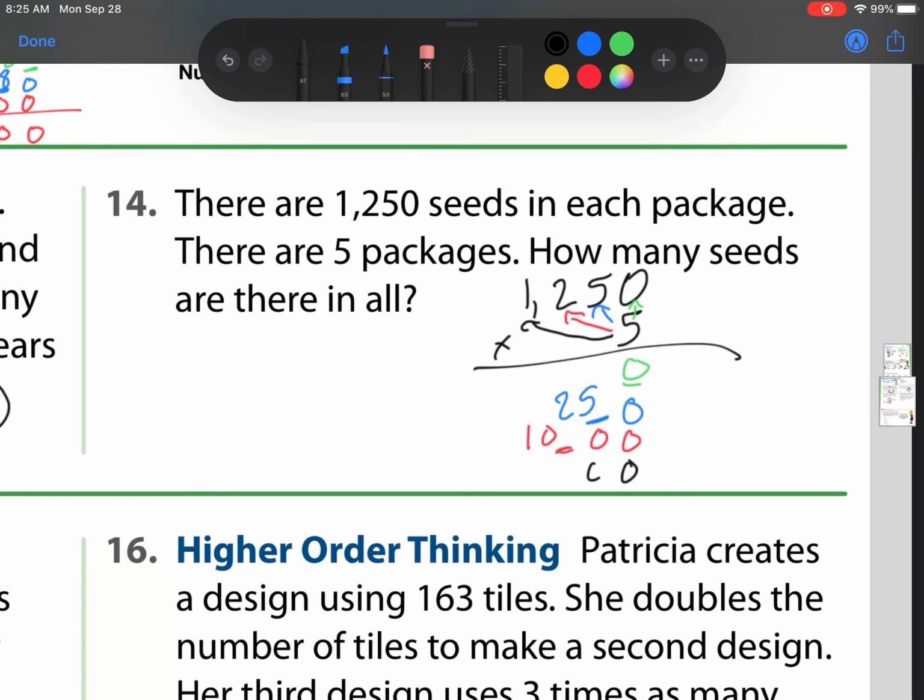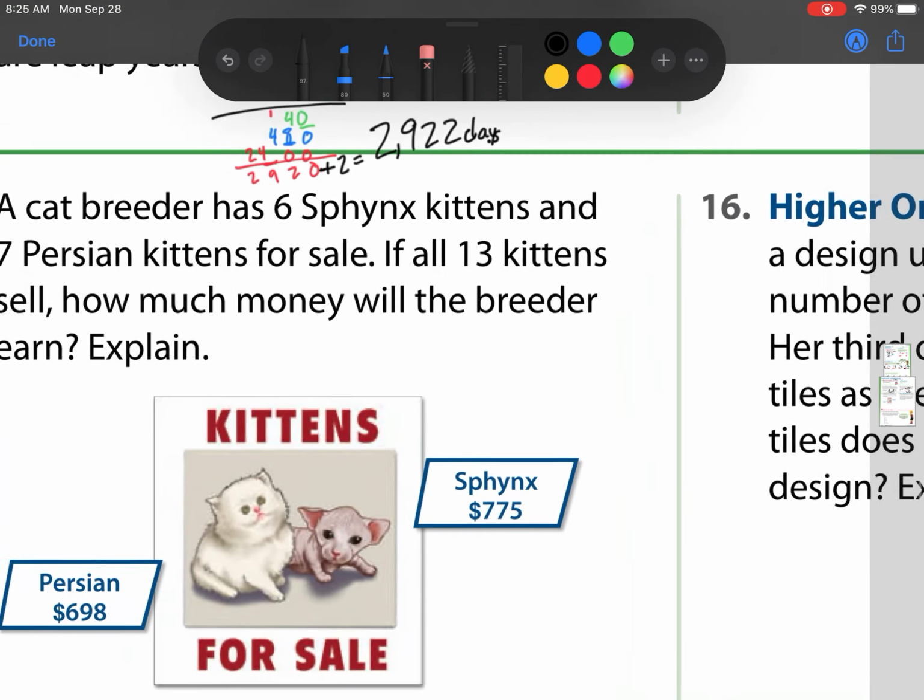And our last one is the easiest one. We're in our thousands, so we put 3 zeros down. And 5 times 1 is 5. So now we can just add them up. 0, 5, 2, 6. So our answer is 6,250 seeds. We have 3 more problems.